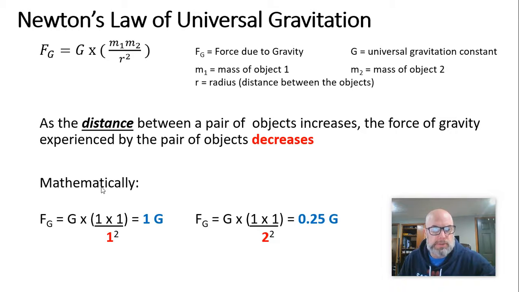If we looked at this mathematically and used real simple numbers, and said the mass of one object was 1, the mass of the other one was 1, and they were 1 unit of distance apart, we're just squaring that. The gravity between them is 1g, and g is a constant number. We don't even need to worry about it. Just say 1g. But if we doubled the distance between them, the gravity doesn't just halve. It's now a quarter of what it was, because we square that distance between them.